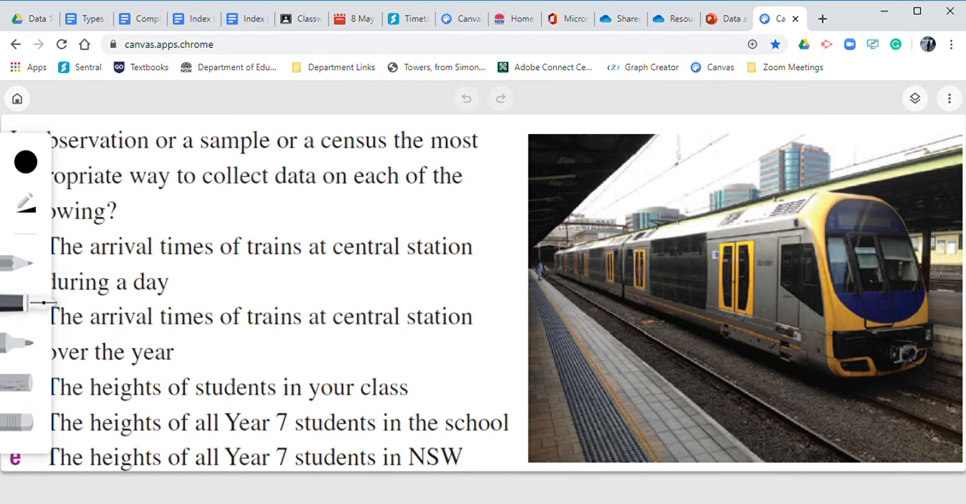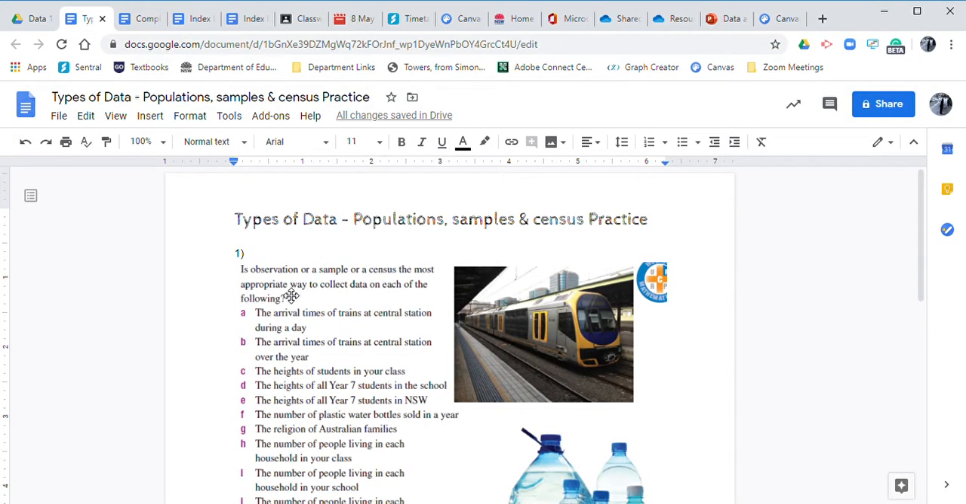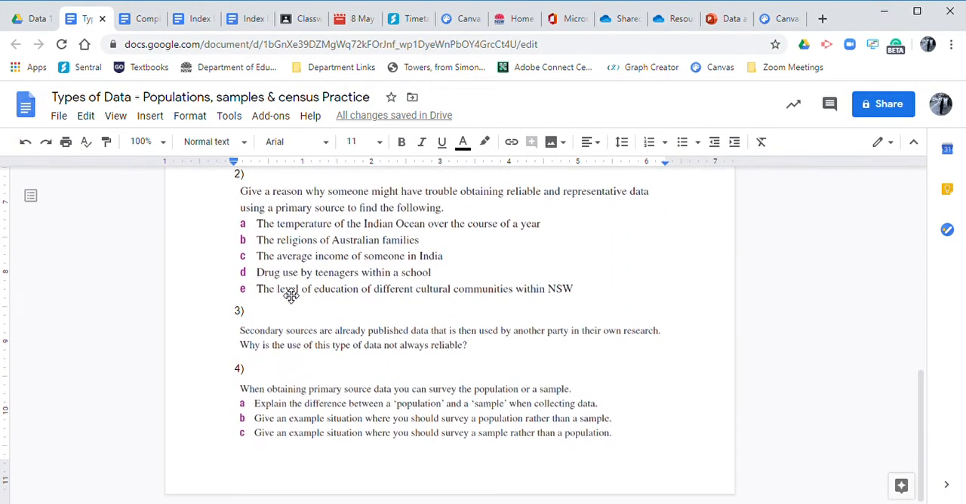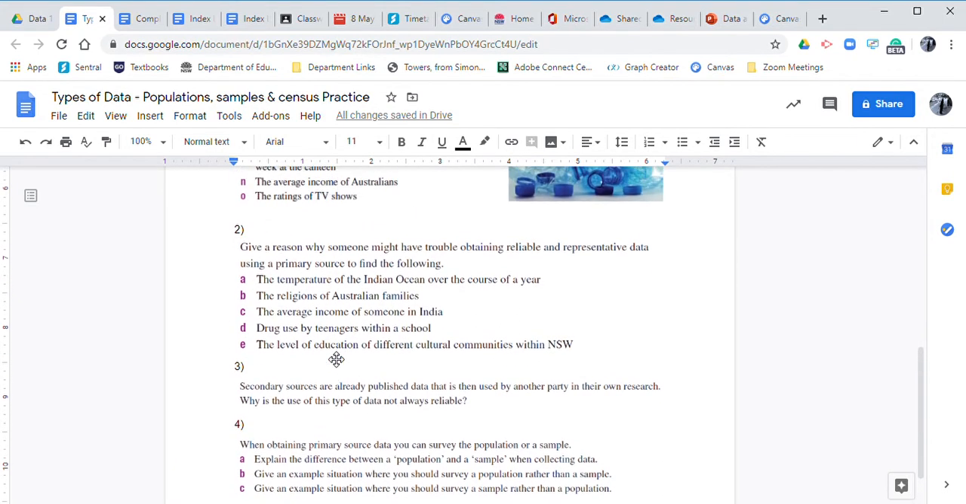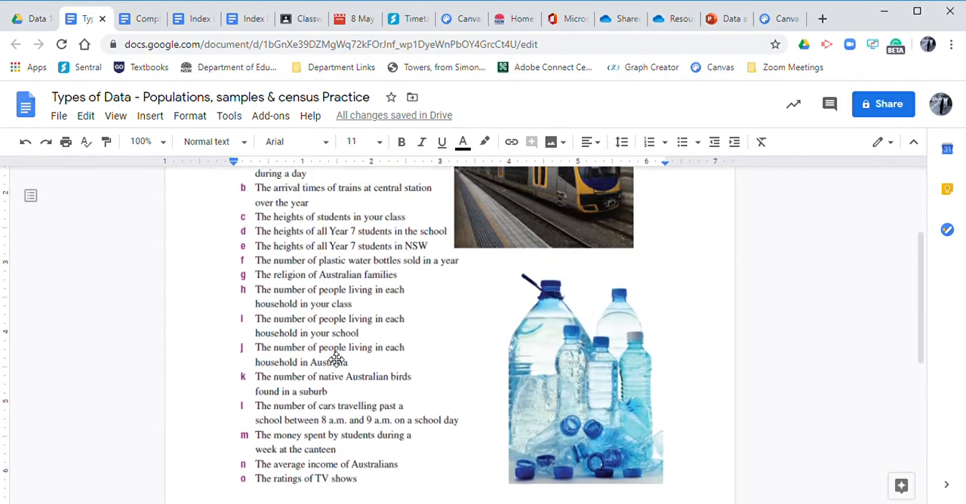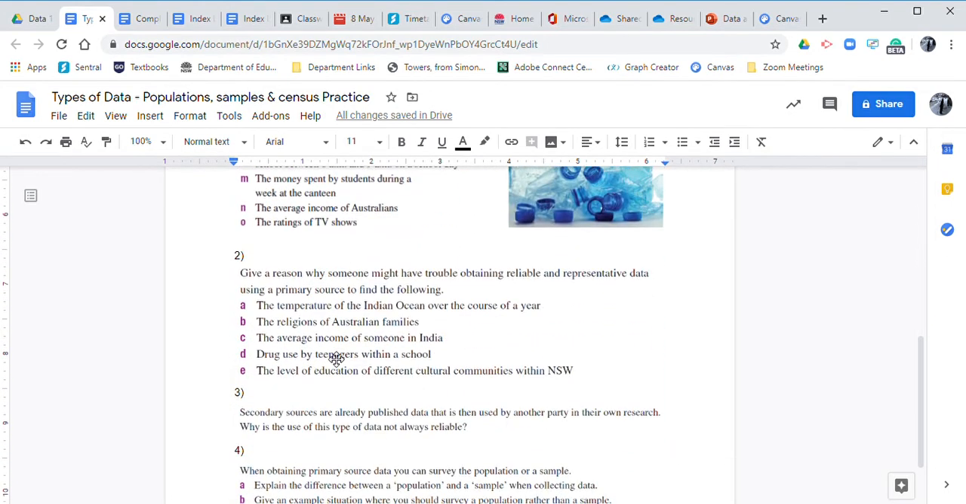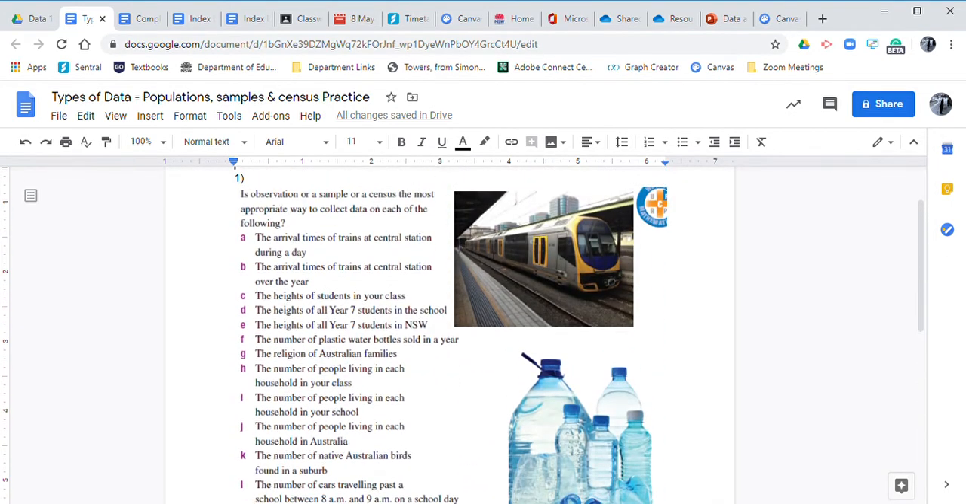So I've taken a snippet of the practice. So here's your practice for today. It builds off of what we did the other day, where I talked about types of data, censuses, secondary sources, primary sources, and so all this builds off of that. And that's where all of this kind of comes from today.